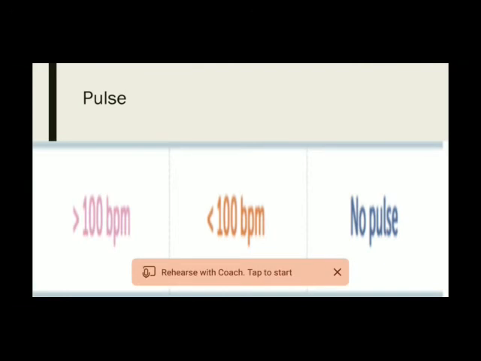Now next comes the pulse. We give score 2 if pulse is more than 100 beats per minute. For instance, we check the pulse, it is 120 beats per minute, 110 beats per minute, 101 beats per minute. We will give score 2 because it is more than 100 beats per minute.